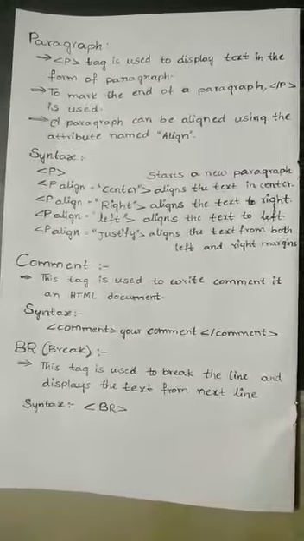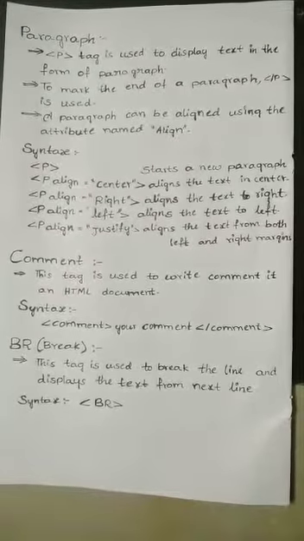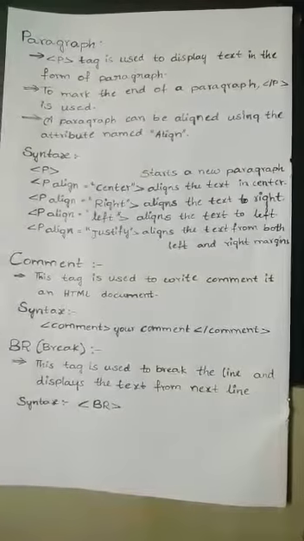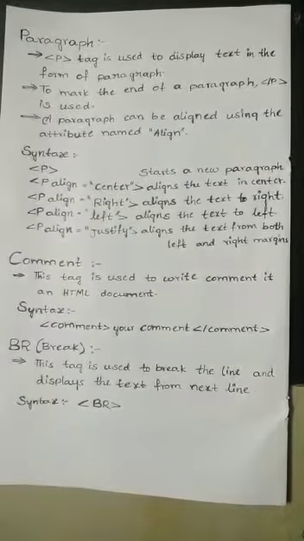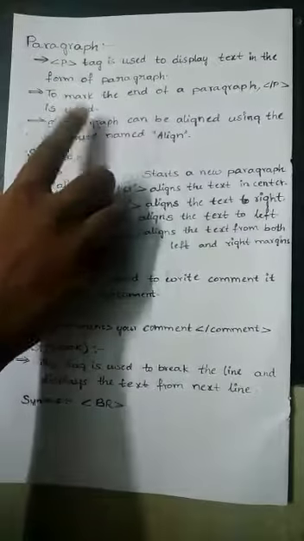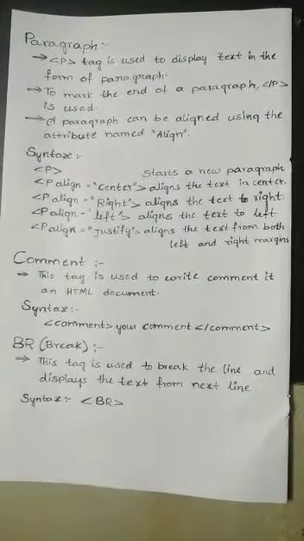Coming to the paragraph, any text containing more than a few lines should be given inside the paragraph tag. P tag is used to display the text in the form of paragraph. To mark the end of a paragraph, closing P tag is used. A paragraph can be aligned using the attribute named align.